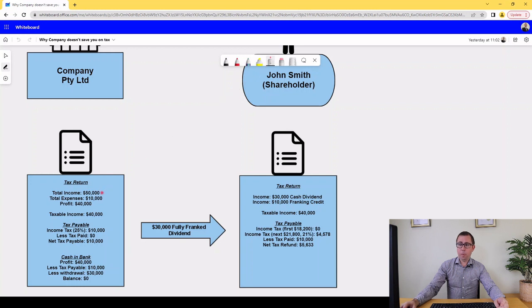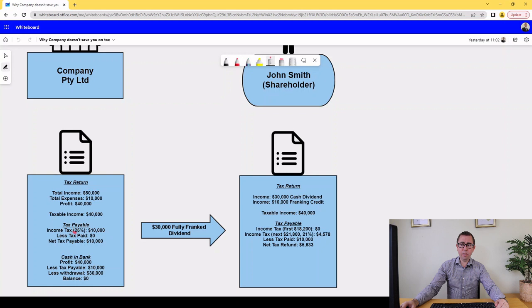We've got income here in the tax return of $50,000, so that's sales. We've got $10,000 in expenses, so those are like fuel, wages or whatever. Pretty simple, so profit of $40,000. There's no tax adjustment, so the profit is the same as taxable income, $40,000. So now we're going to work out how much tax the company's got to pay.